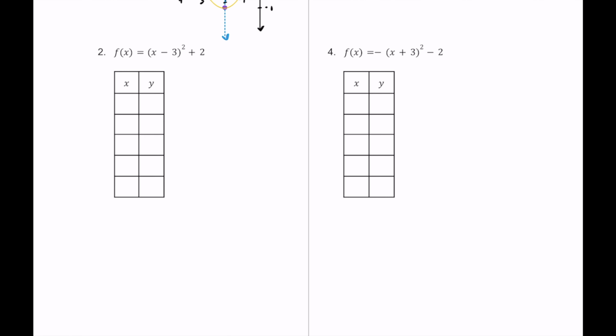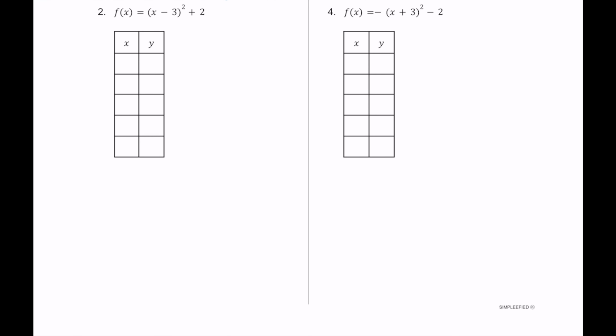Alrighty, here is number 2. For number 2, we have another function here. Let's go ahead and rewrite this so we have our a value in here as well, because we can't see it. So there's an invisible 1 in front, that's a, and we have this -3, and then squared, and then we have a +2 at the end. Alright, so this 1 over here tells us that a is going to equal +1, so no reflections and no vertical stretches or shrinks. We have this -3 here, which means that h is going to equal +3, because we're supposed to have a minus in there, right?